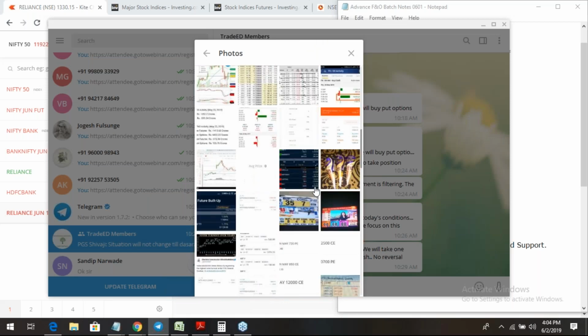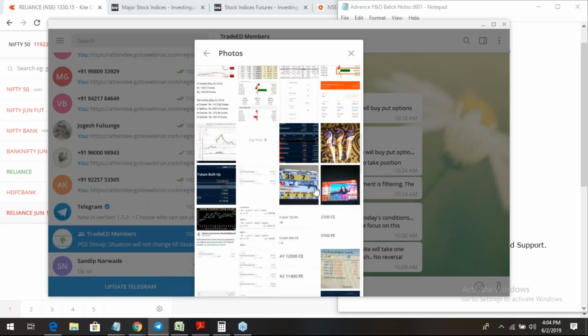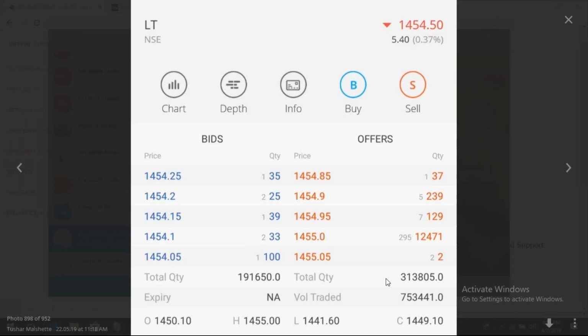Recently, last week, we looked at LT on the 12th. See the number. This is the L&T stock. What do you think? Something is wrong in these buyers, bidders, and offers. What do you see? What is the wrong number here?